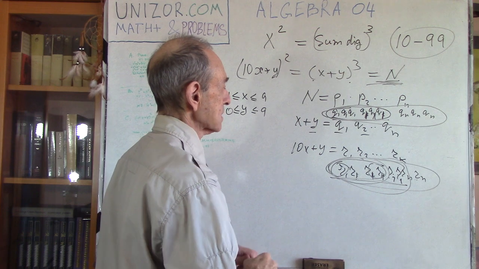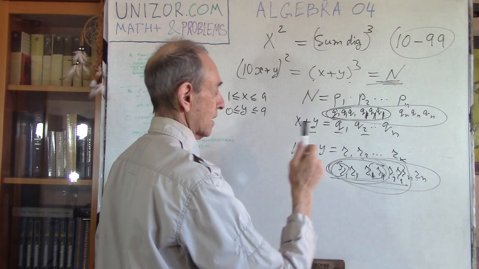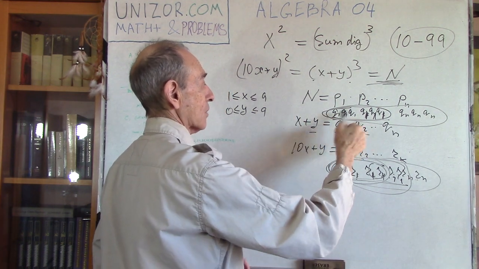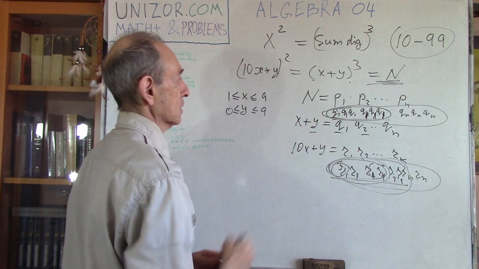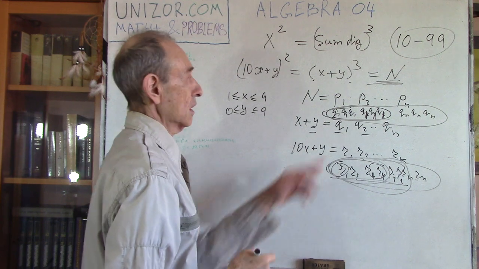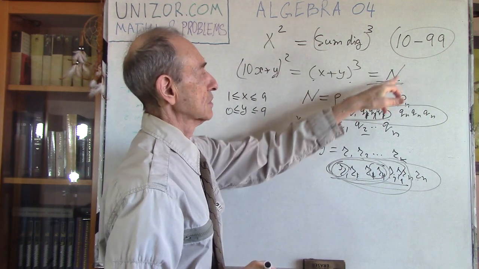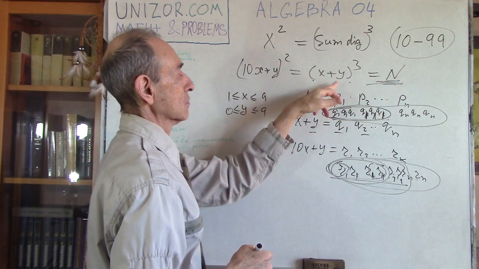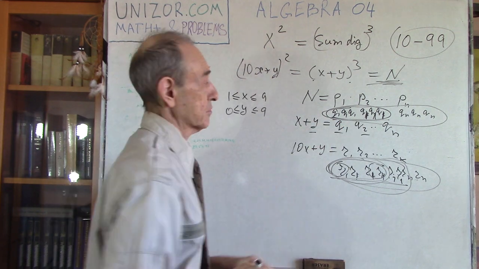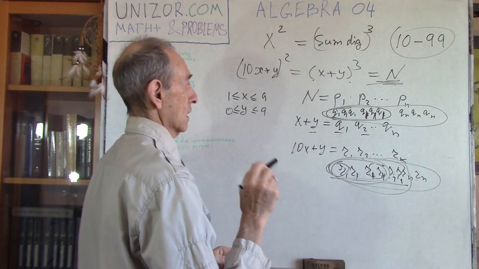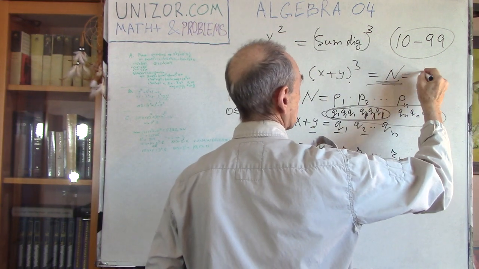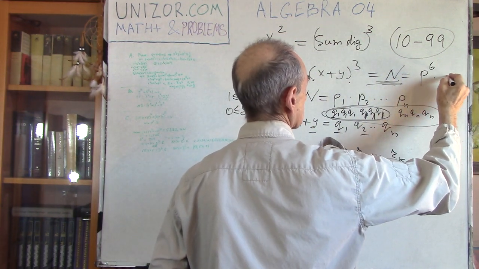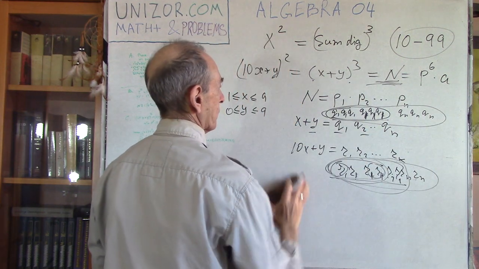So the number of times one particular prime number is repeated should be 6 in this and should be 6 in that. Otherwise it will not be possible to extract the root of the third degree and the root of the second degree and still have prime numbers. Okay, so we can say that n is equal to some prime number to the power of 6 times some kind of a number.